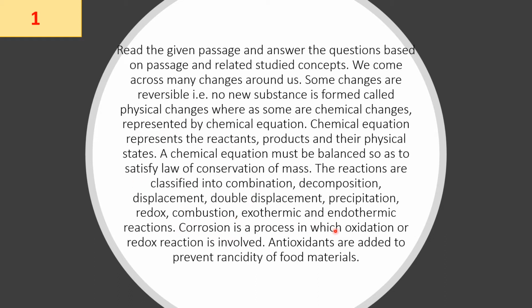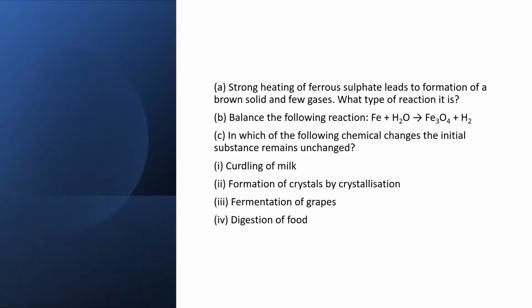Corrosion is a process in which an oxidation or redox reaction is involved. Antioxidants are added to prevent rancidity of food material. So this is a brief idea about what we have studied in the first chapter, chemical reactions and equations. So the first question based on this passage.